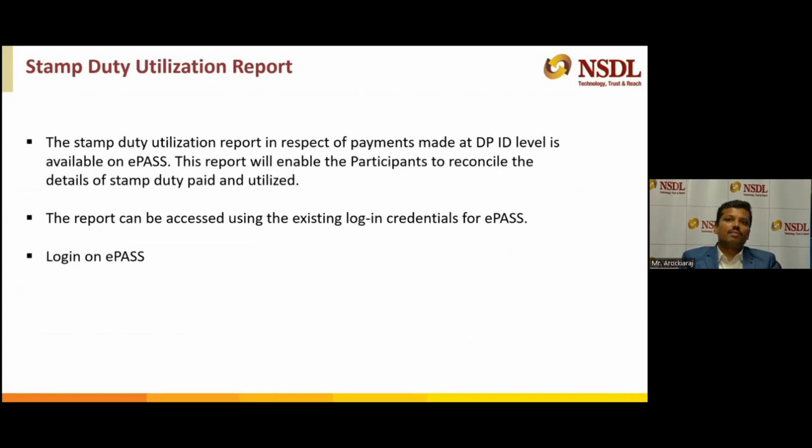In the NSDL system, the amount remitted towards stamp duty shall be utilized as per the indicator selected while executing the transaction in the system. That is, if the client indicator is selected, the balance available at the time of execution against the DPID and client ID will be utilized. In case the DP indicator is selected, then the balance available against the DPID will be utilized.